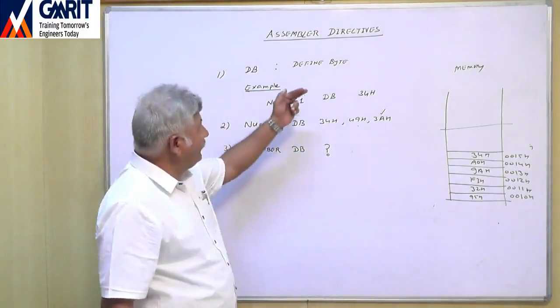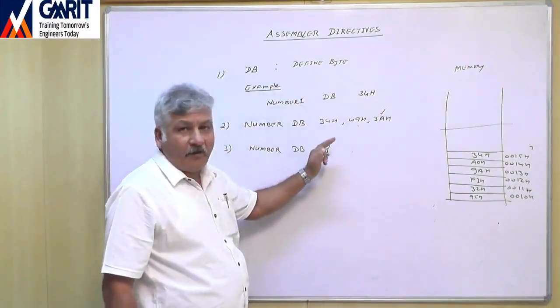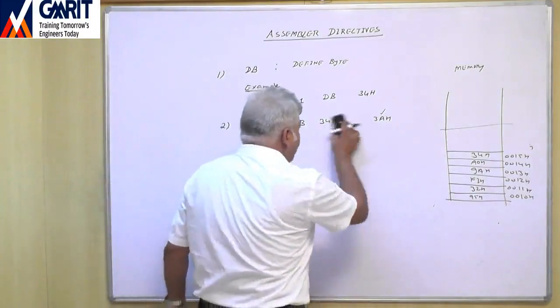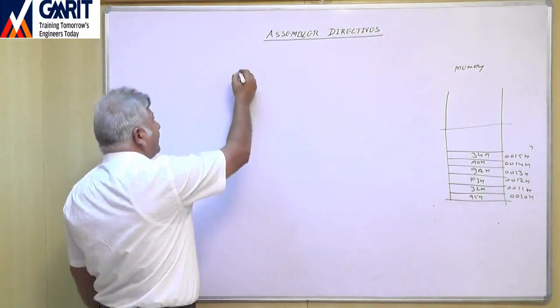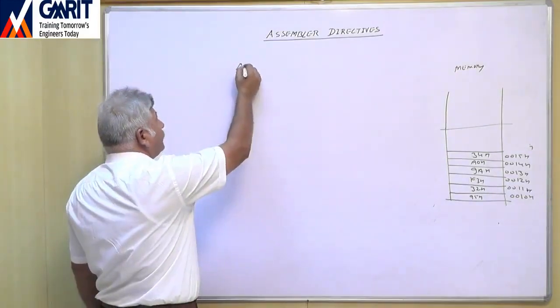So up to here we have seen the define byte and define word. Now there is a directive, assume.